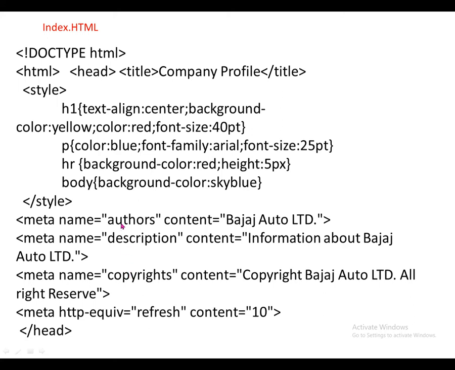Okay, so three values I am using are author, description, and copyright. The copyright content will be: Copyright Bajaj Auto Limited, all rights reserved. You remember this? What is copyright? Copyright means all the information is copyrighted to Bajaj Auto Limited. No one else can use this information. That is the meaning of copyright. So this copyright information I am giving here.